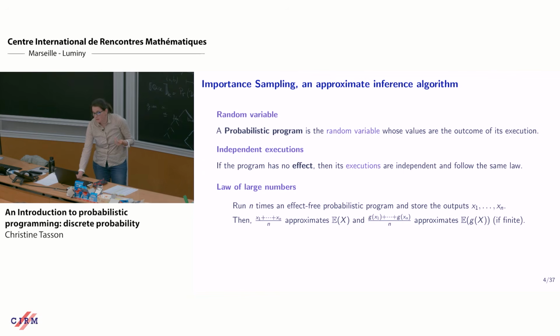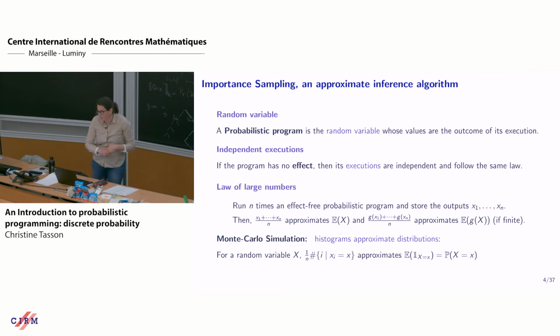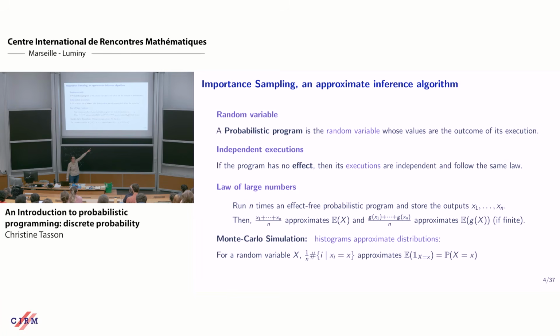So now importance sampling, or the Monte Carlo simulation, will just take your program, run it n times, compute the average, and you get a good or not so good approximation of your expected value. And from that, you can compute histograms by changing g. Why? Because for a random variable, the number of times the outcome xi of the random variable equals x will approximate the characteristic function of being equal to x.